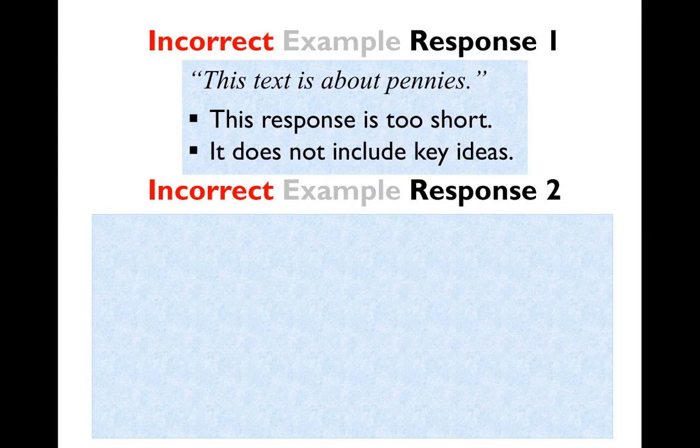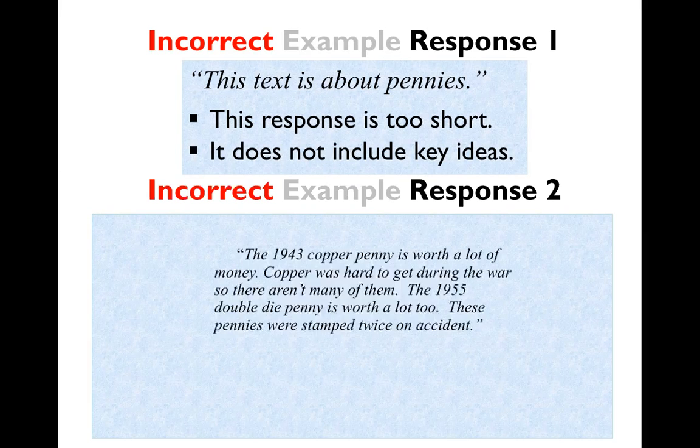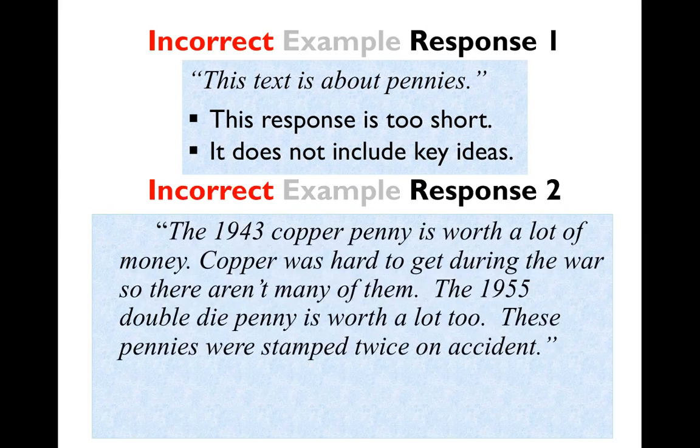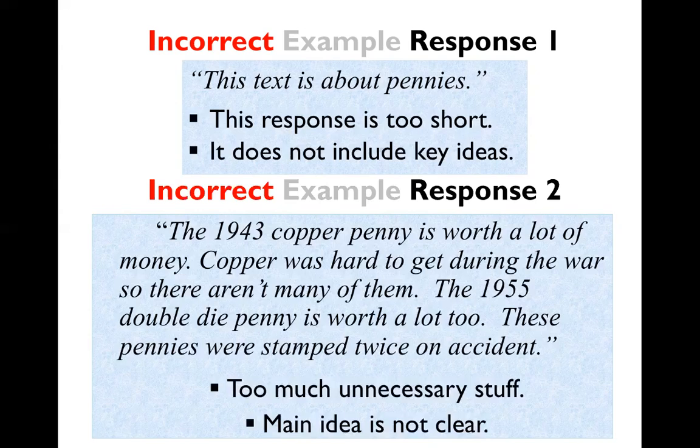The second incorrect example response is: the 1943 copper penny is worth a lot of money. Copper was hard to get during the war, so there aren't many of them. The 1955 double die penny is worth a lot too. These pennies were stamped twice on accident. This response contains too much unnecessary stuff. Also, the main idea is not clear.